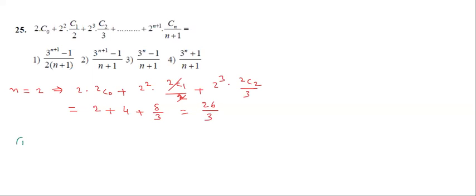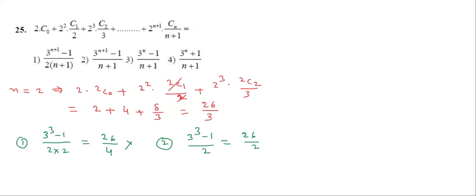Now verify the first option. In place of n substitute 2. Here will come 3 cube minus 1 by 2 into 2. So 3 cube means 27. This is 26 by 4. This is a wrong answer. Second option, 3 power n plus 1, 3 power 2 plus 1, that is 3 cube, minus 1 by 2. Students, how much? This is 26 by 2 only.